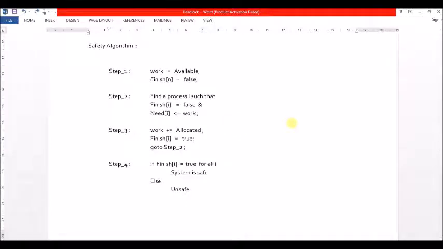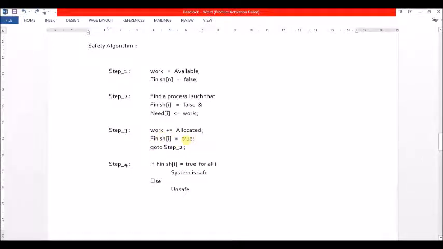So till now, we found John. After finding John, which step do we follow? We provide him a loan. He will return all the money back to the bank and we change the value of available money. The same step is followed here. We change work, which is nothing but available, by adding all the allocated money. So available plus equals allocated. It means the process is successfully completed and it will return all the resources back to the computer. Now that the process is successfully completed, we change its status to true.